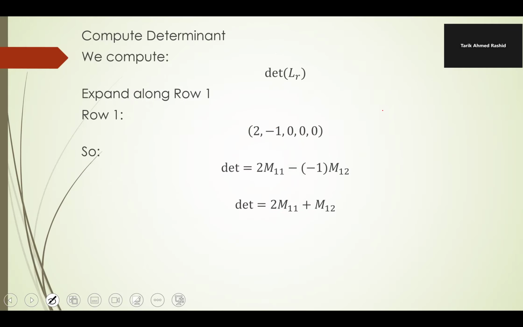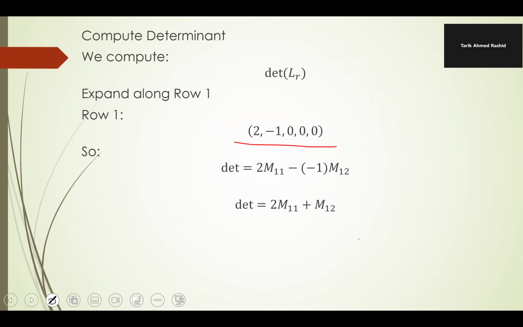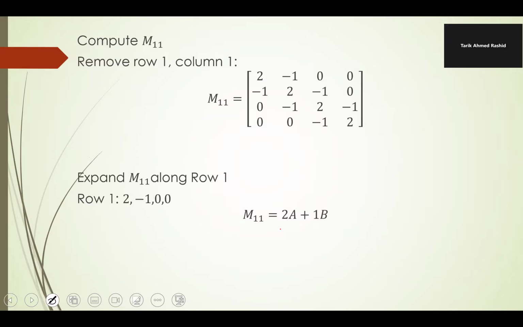Now, compute the determinant for the reduced Laplacian. So for the first row, it is this one: 2, minus 1, 0, 0, 0. And we will get 2 M11 minus, the sign contribution being negative, 1 M12. So we will get M11 and M12 next.